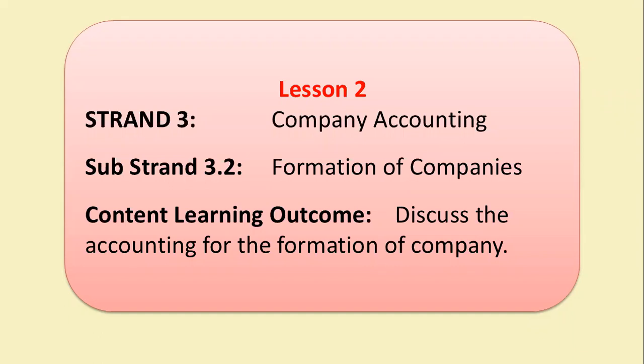This is another Year 13 accounting lesson on Strand 3 Company Accounting, and it is lesson 2 on Substrand 3.2, Formation of Companies. The Content Learning Outcome, or CLO, is to discuss the accounting for the formation of a company. This lesson is about the 9 steps of preparing the journal entries for the issue of shares.